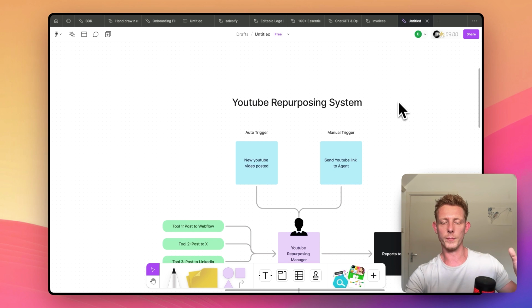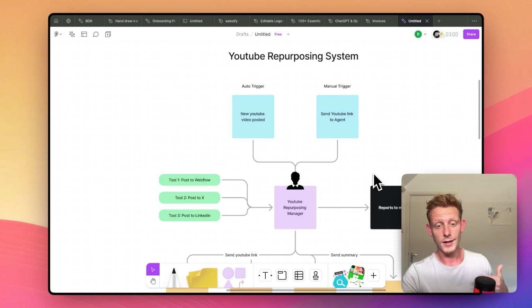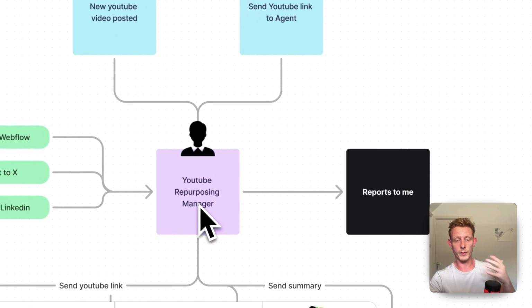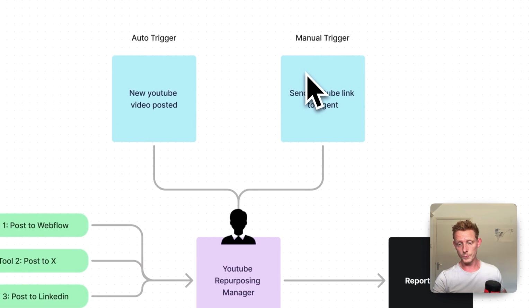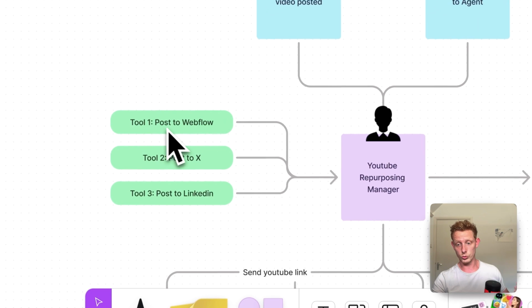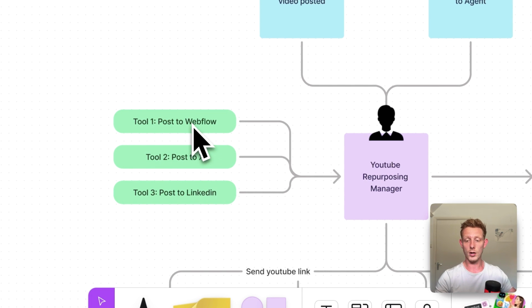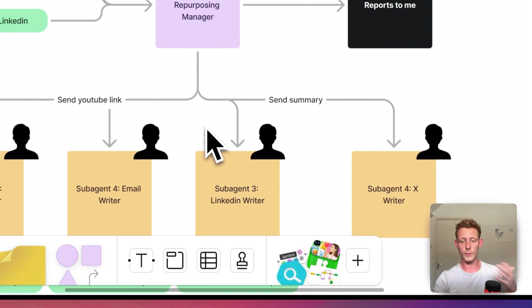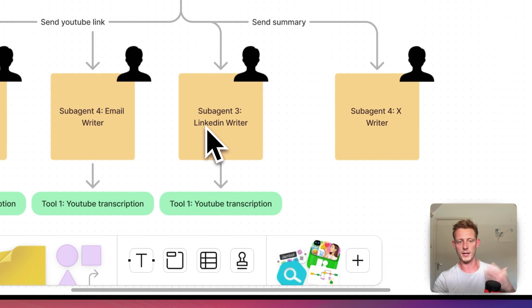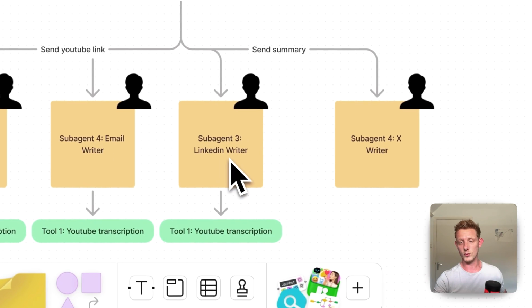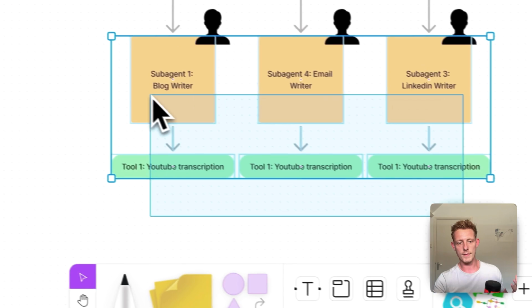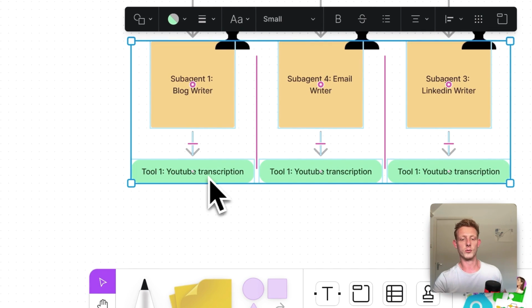So the way this YouTube repurposing system is set up is in the following way. At the center, really, we have our YouTube repurposing manager agent, which is the one that reports to me and that I interact with. This one is also the one that gets triggered, that has access to the tools to actually post on my social media and to my blog. And it also manages 4 sub-agents. And these sub-agents you can see as specialists. So we have our blog writer specialist, we have our email writer specialist, we have our LinkedIn writer and X writer. These 3 agents also have one tool, which is the YouTube transcription tool.